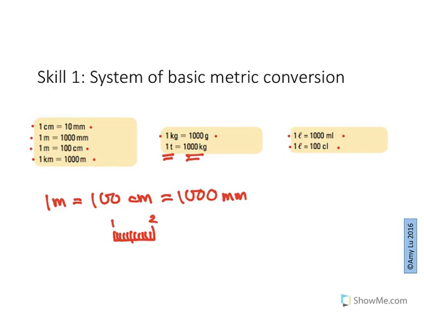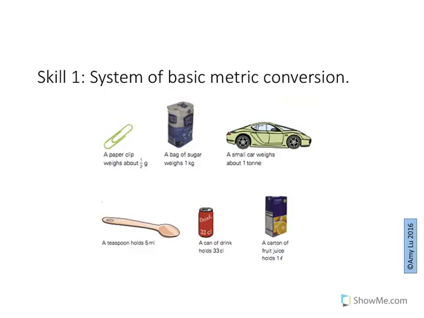So either you choose to understand how the system works, or memorize these to help you, which will help you in the long run as well. And here's just some context. A paper clip weighs about half of a gram. So if anyone ever tells you, oh, a paper clip weighs a kilogram, that's false. There's no way. A bag of sugar weighs 1 kilogram. A small car weighs about 1 ton, which is 1,000 kilograms.